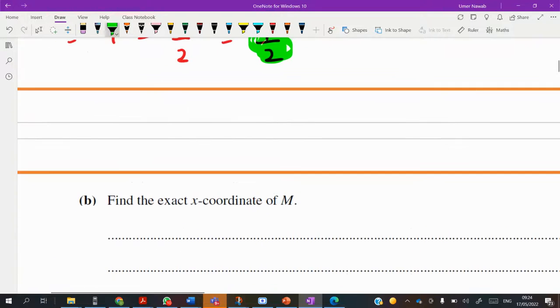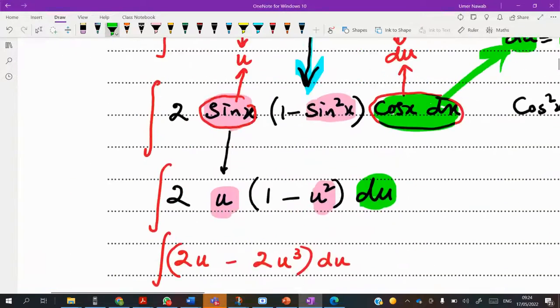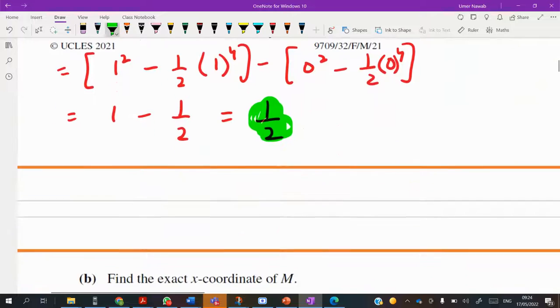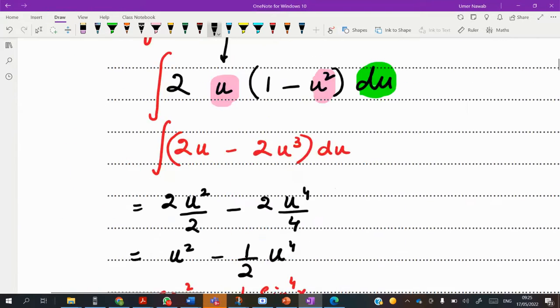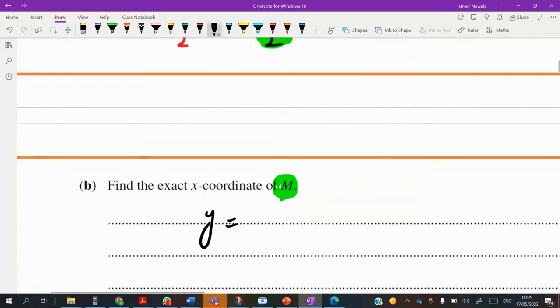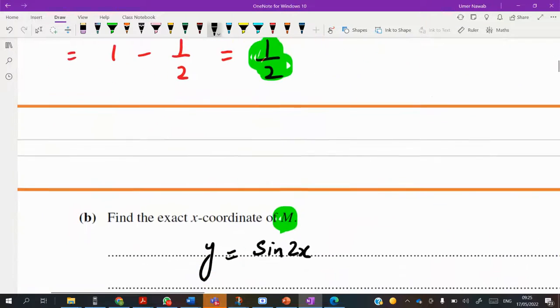What is the next question? He said find the exact coordinates of M. So M is a stationary point. We need to differentiate this function. Let me write it again. y is equal to, it is given to me, sine of 2x and cosine square of x.